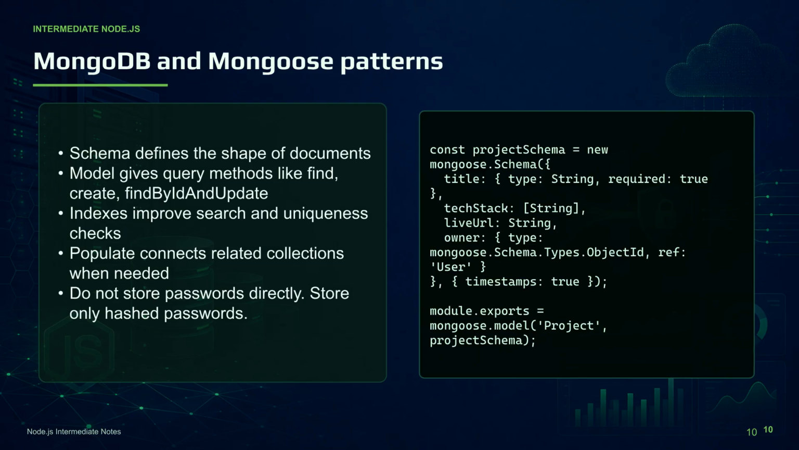When using Mongoose with MongoDB, schemas provide the necessary structure for your documents. Models offer powerful query methods, while indexes improve performance. Use populate to handle relationships between collections and never store passwords in plain text.